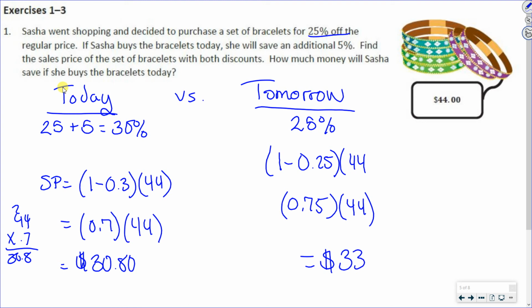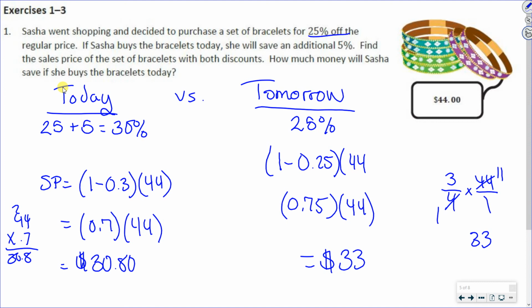Mr. Hale, how do you know it's $33? Well, 0.75 is 3/4. 3/4 times 44. 4 and 44 reduce out by 4, so it gives me 1 and 11. 3 times 11 is 33. I guess I should make that look like a 1 instead of a 4.